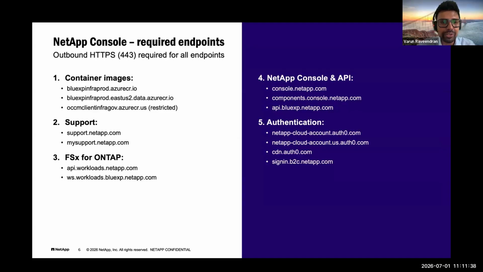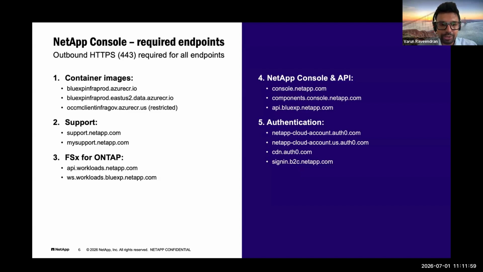One is for container images. So there are three endpoints. So the reason behind this is all your agent images are basically placed in this NetApp-owned Artifactory. So for you to pull these images, you have to have connectivity to these endpoints.